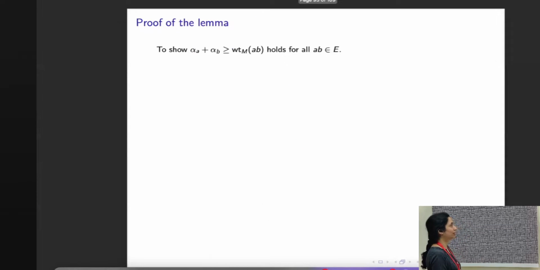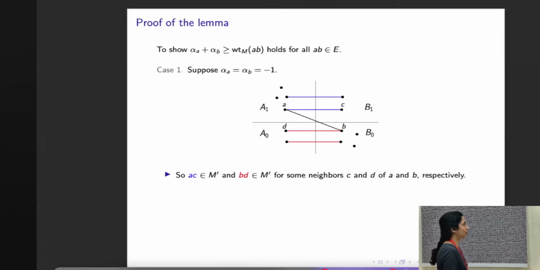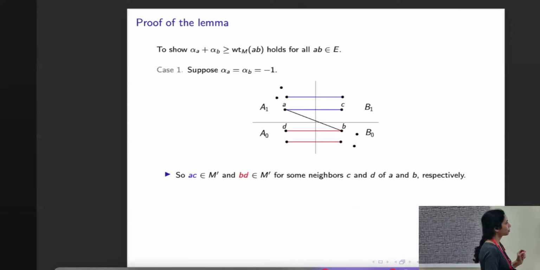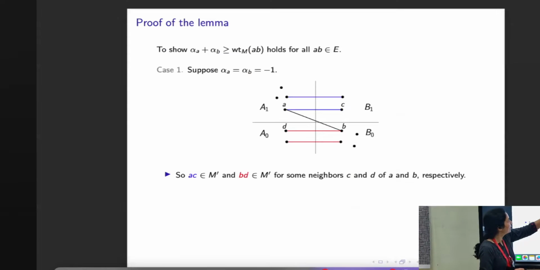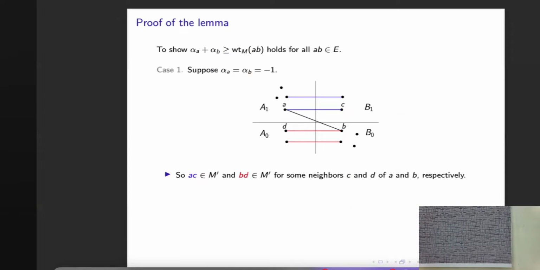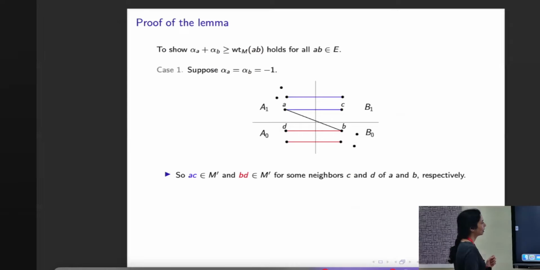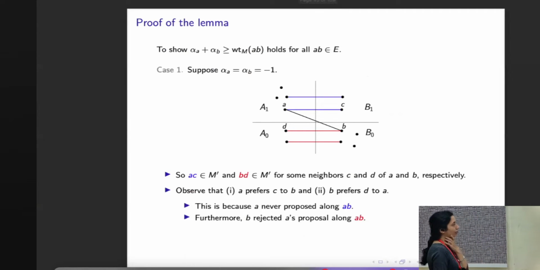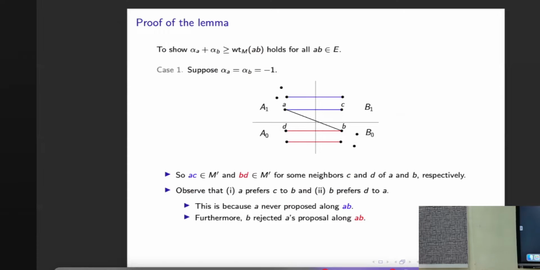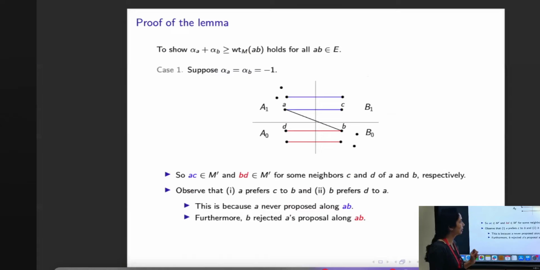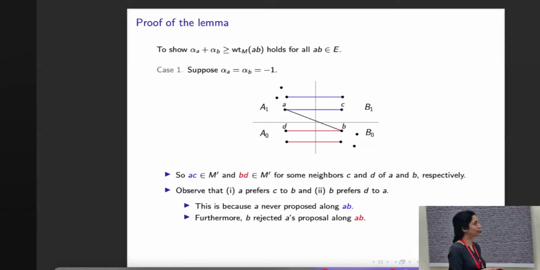So, let us prove our lemma. It is just dealing with a few cases. What happens when the alpha values of both endpoints are -1? That means A is sitting in A1, B is sitting in B0, and A is matched along some blue edge and B is matched along a red edge. So, we claim A prefers C to B and B prefers D to A. So, both A and B prefer their respective partners in M to each other. Why is it?